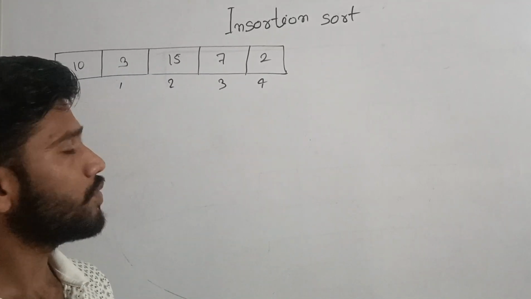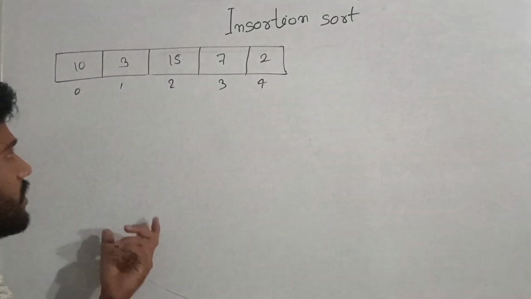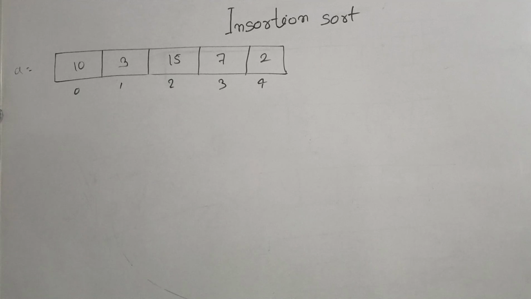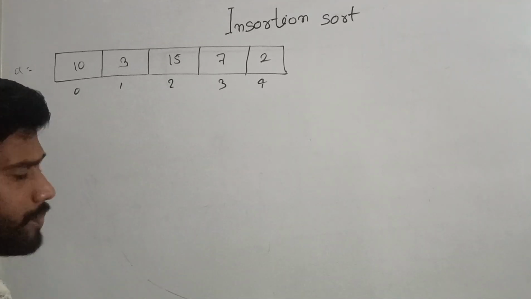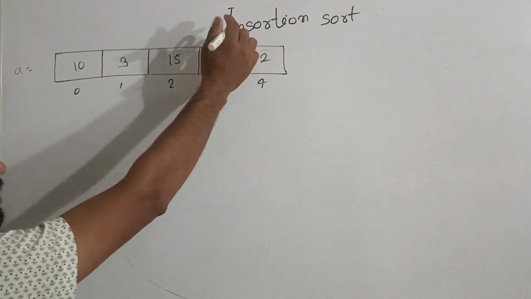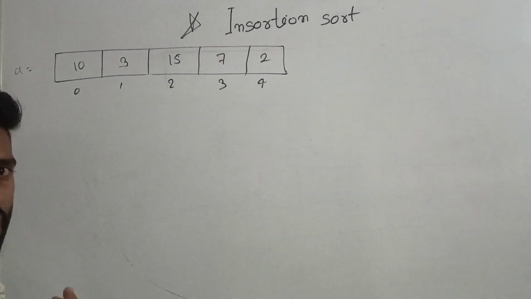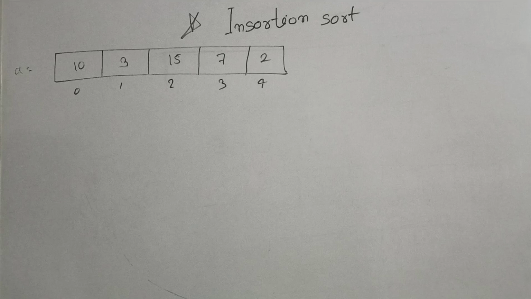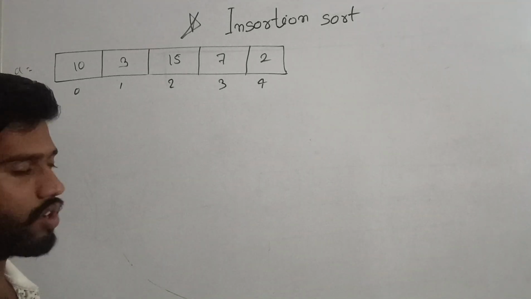And in this video, we will see insertion sort. In insertion sort, there is a given array A, and we have to sort this array in ascending order. To sort the array with the help of insertion sort, we have to consider two parts. The first one is a sorted array and the second one is an unsorted array.